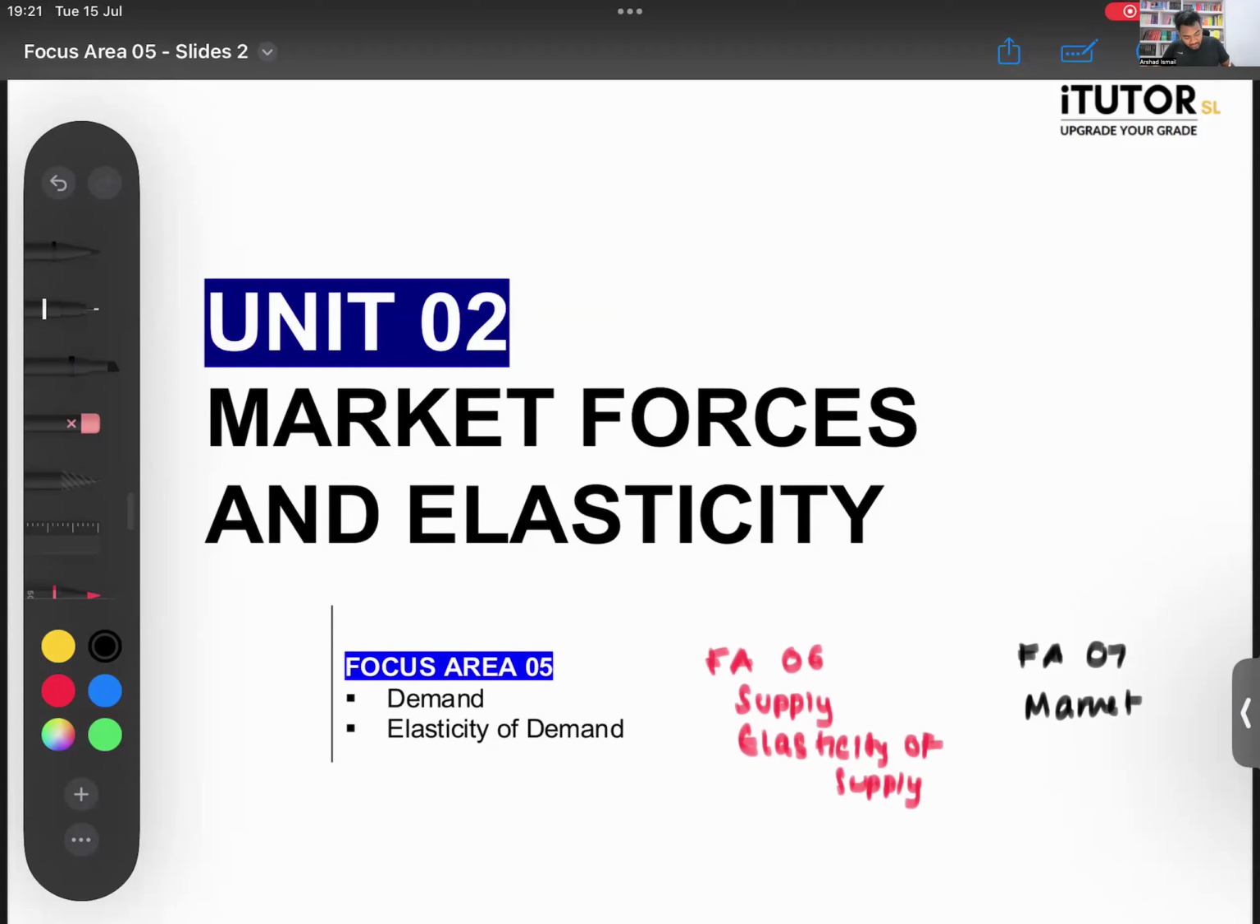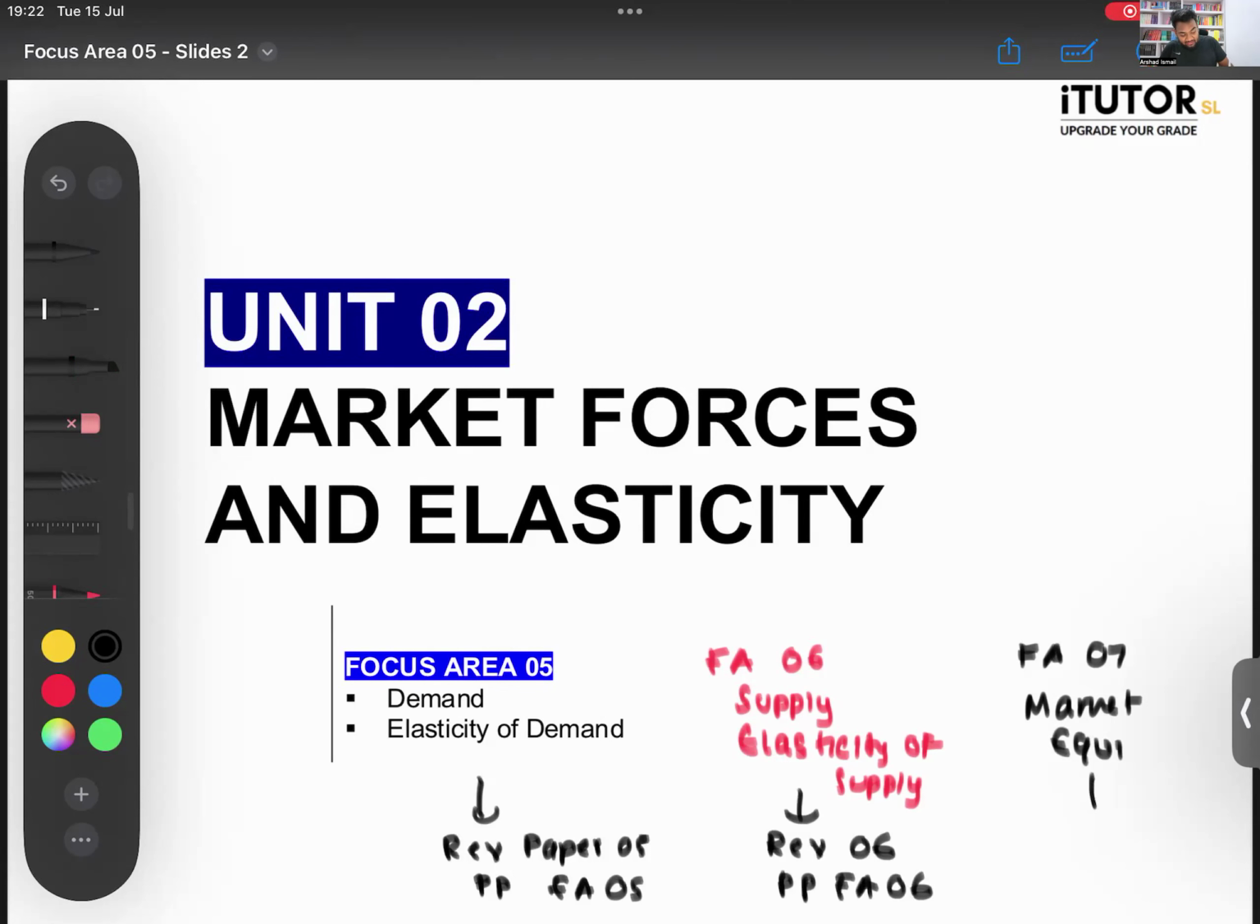So then, connecting to focus area number 5, we have Lamai revision paper 5. So you have revision paper number 5. You have the past paper tute for focus area 5. For focus area 6, you have revision paper number 6 and the past paper tute for focus area number 6. Then for focus area 7, you have revision paper number 7 and past paper tute for focus area number 7.